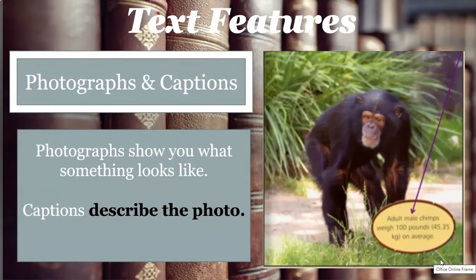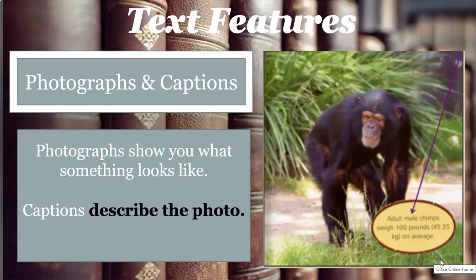We also have text features such as photographs and captions. They go hand in hand. They're like BFFs. So photographs, you know what a photograph is. It's something that shows you what something actually looks like, my boy, the chimpanzee over here.